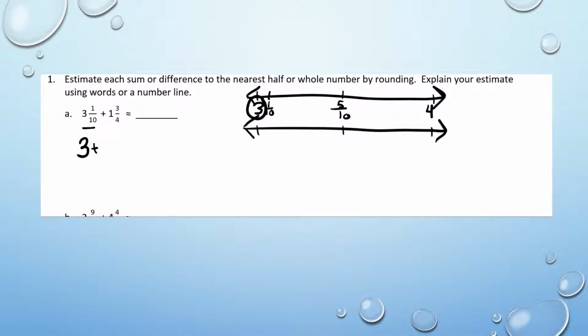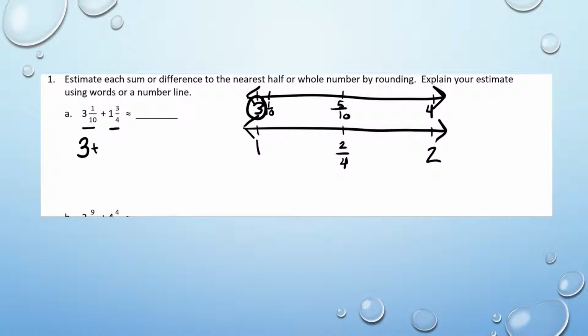I'm going to do the same steps for 1 3/4. The whole numbers that 1 3/4 is in between are 1 and 2. And this time I'm working in fourths. So I'm going to do the same thing and divide 4 by 2, which would be 2. So my halfway fraction would be 2/4.